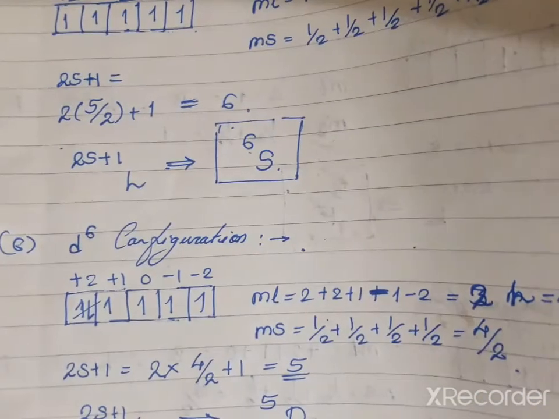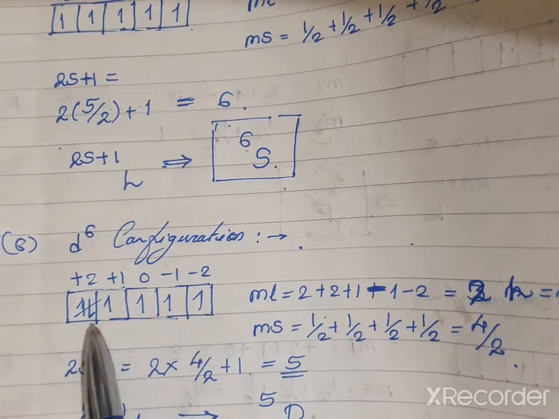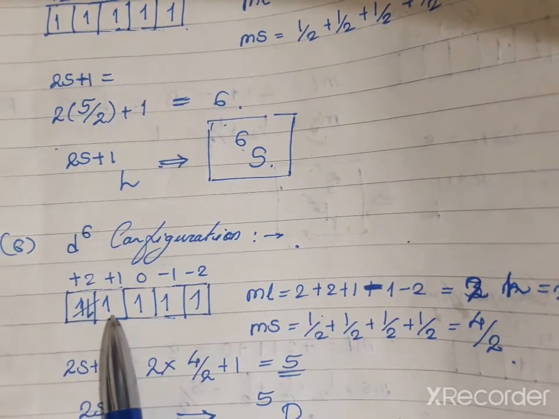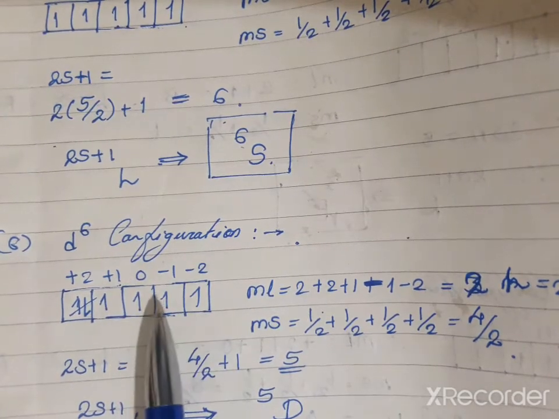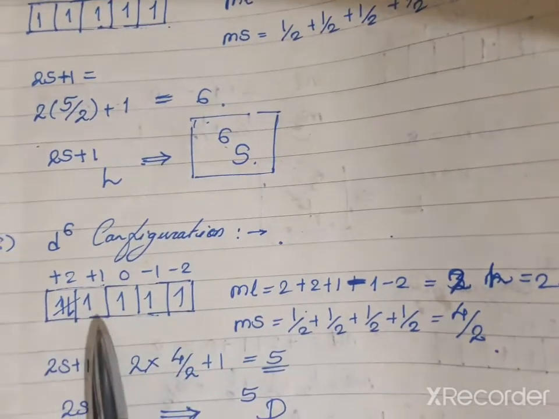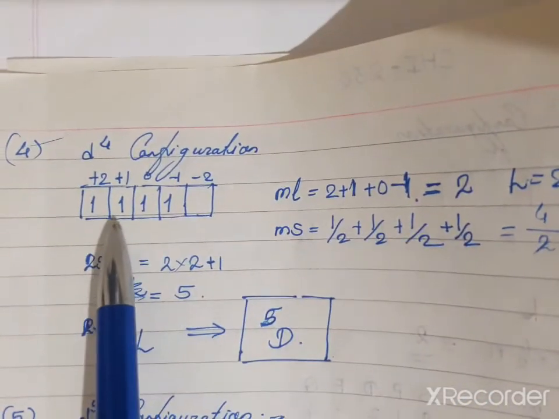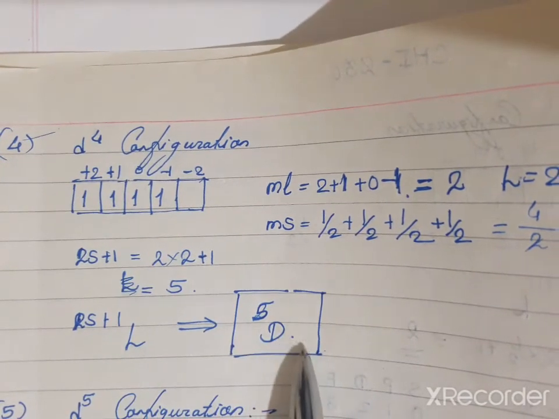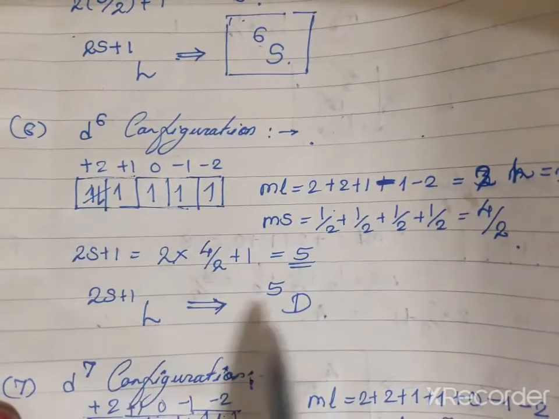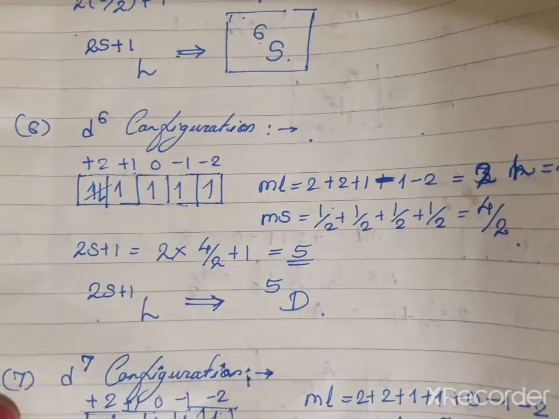Look at this system. This one is a d6 configuration. There are 1, 2, 3, 4, 5, 6 electrons, but 4 unpaired electrons are there. So this d6 configuration shows 4 unpaired electrons, like d4. So the Russell-Saunders term is quintet D for d4 configuration, and the Russell-Saunders term is also quintet D for this d6 configuration. So these two configurations are also analogous.